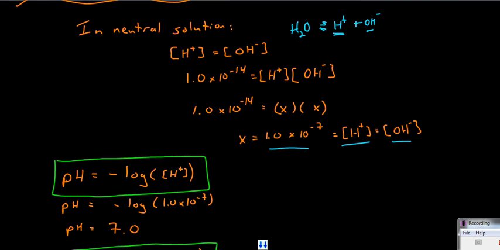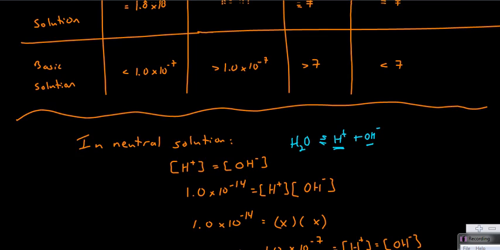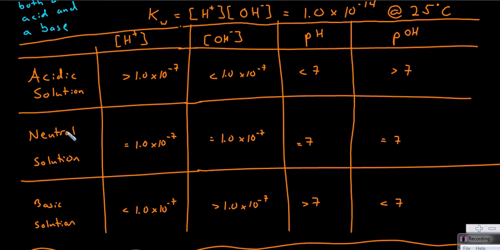So we can build that into our chart here. In a neutral solution, the concentration of protons is 1.0 times 10 to the negative 7, and the concentration of hydroxides is 1.0 times 10 to the negative 7.